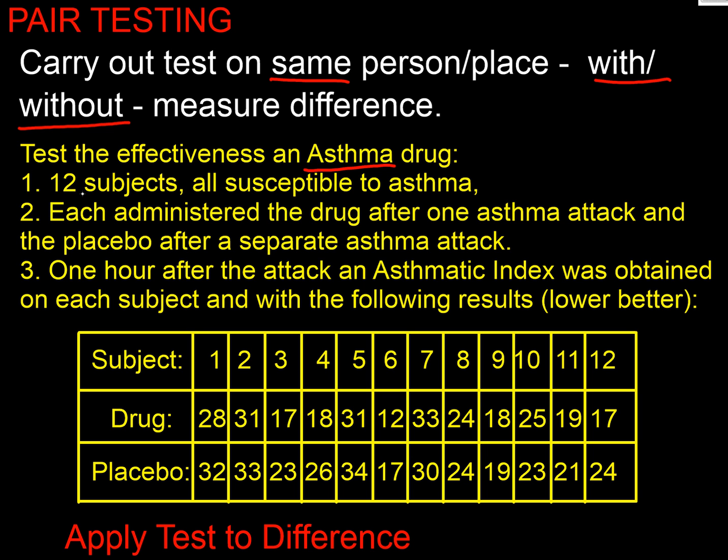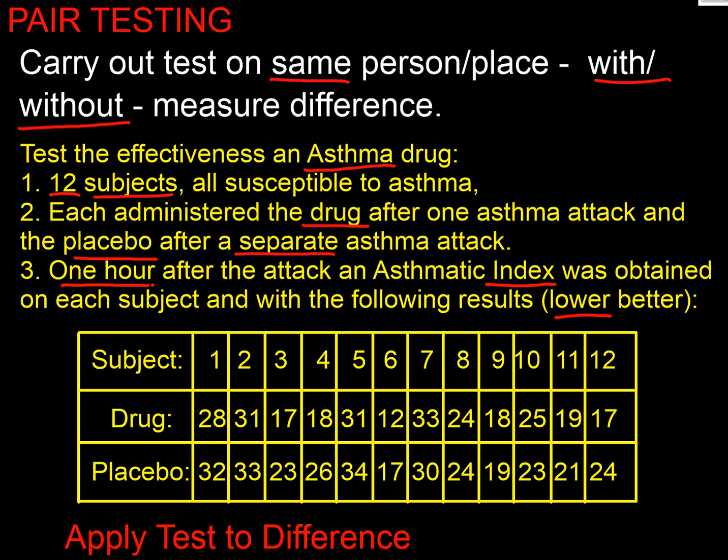So we're going to use 12 individuals, 12 subjects, and they're all susceptible to asthma. So they're all in the same sort of place. They could have slightly different susceptibilities, but we're going to compare their susceptibility. Then we're going to give them the drug or the placebo after separate asthma attacks. And then 1 hour after the attack, we're going to get them to complete an index assessment and see what their perception is of the effectiveness of the drug or placebo. A lower score on the index means better.